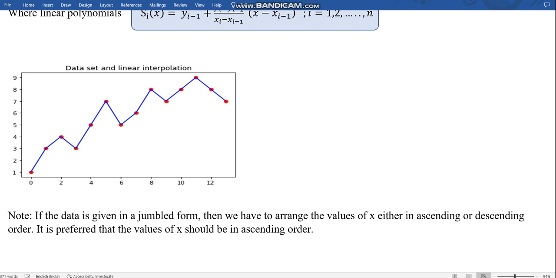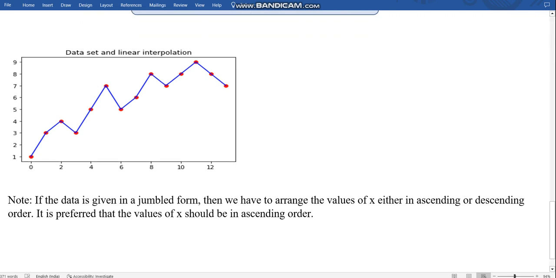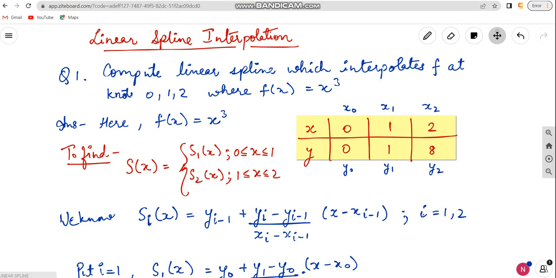You have to note one thing here, that if the data is given in a jumbled form, then we have to rearrange them either in ascending or descending order. It is preferred that we arrange them in ascending order. So let us see one question related to linear spline interpolation.